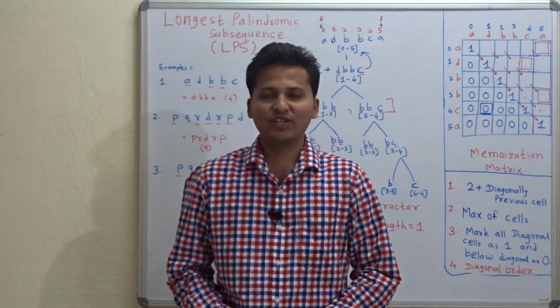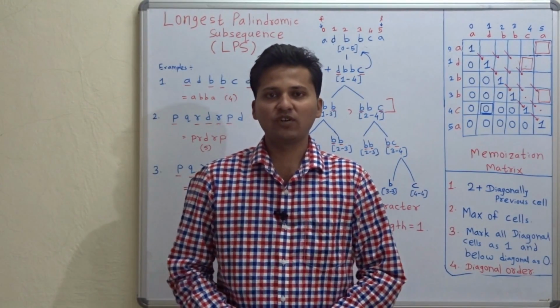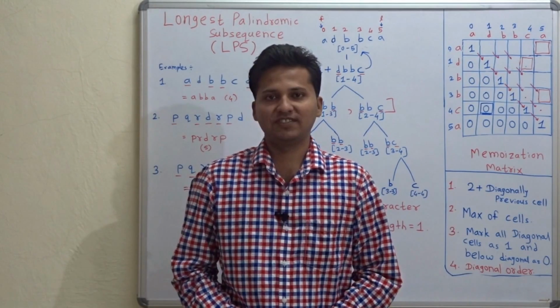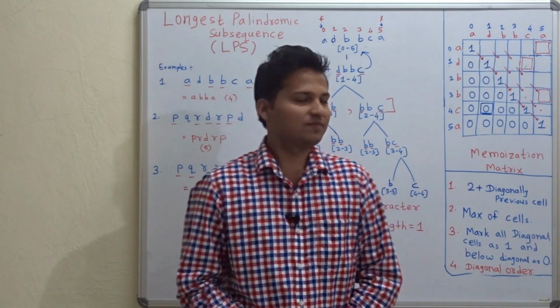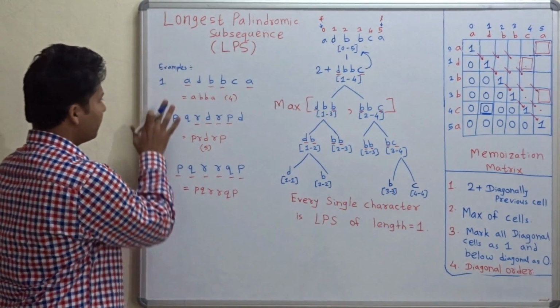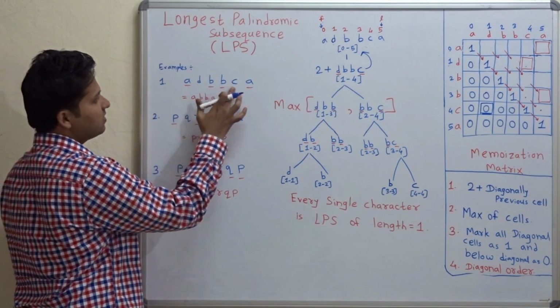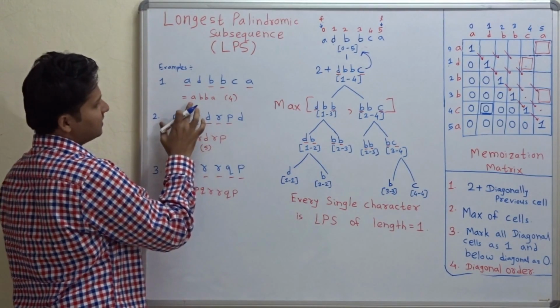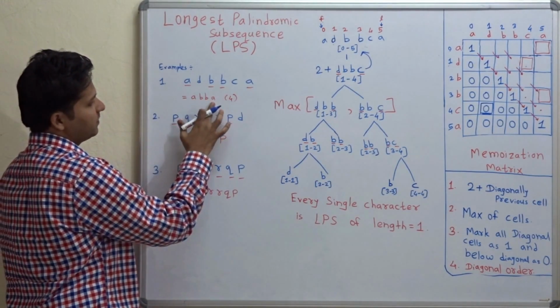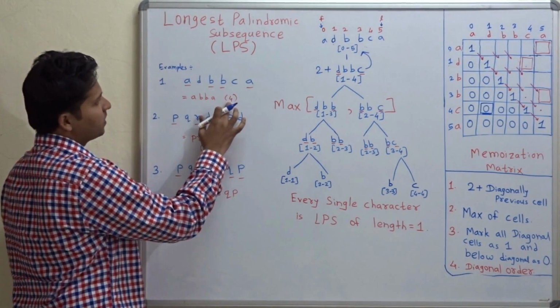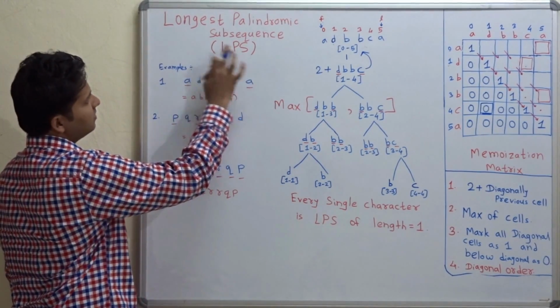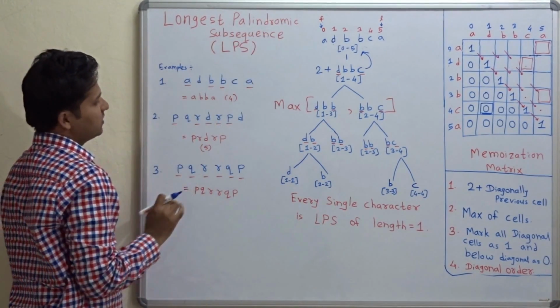Hello friends, today we are going to learn the algorithm for longest palindromic subsequence. So let's see some examples. Here is the first example. The string is ADBBCA and the LPS is ABBA and the length is 4. LPS means longest palindromic subsequence.